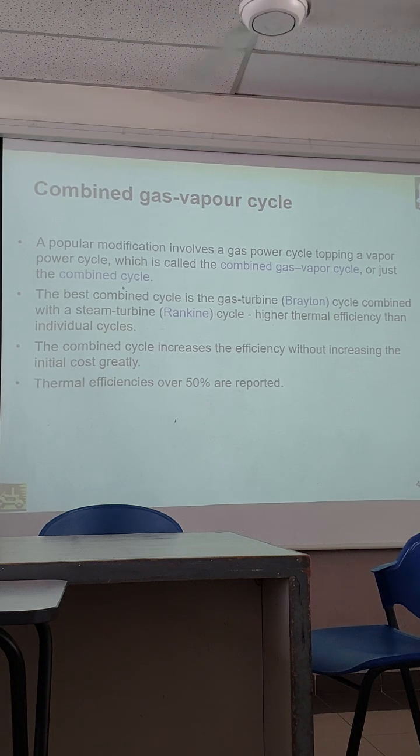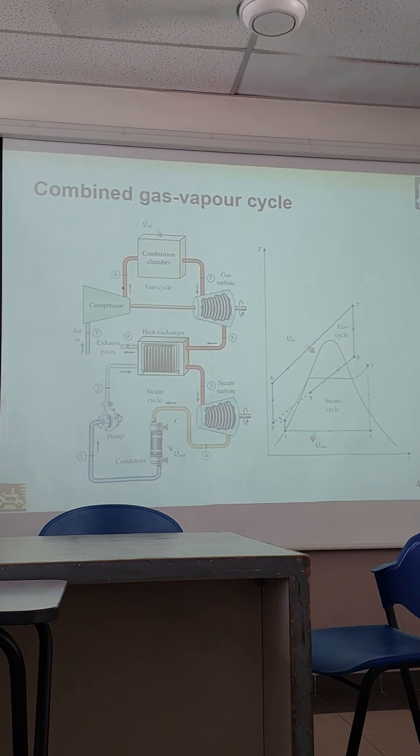So what we are trying to say here is we combine both of the cycles in order to generate more power. A popular modification involves a gas power cycle topping a vapor power cycle, which is called a combined gas-vapor power cycle. The best combined cycle is the Brayton cycle combined with the Rankine cycle, and this will give you a higher thermal efficiency. The combined cycle increases efficiency without increasing initial cost greatly, and the efficiencies are over 50%. So what happens here is something like this.